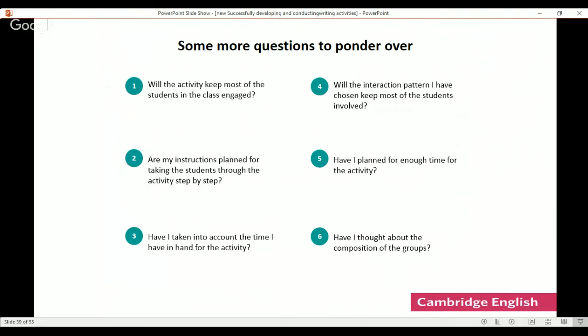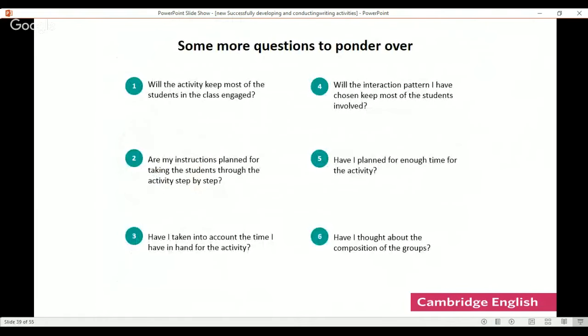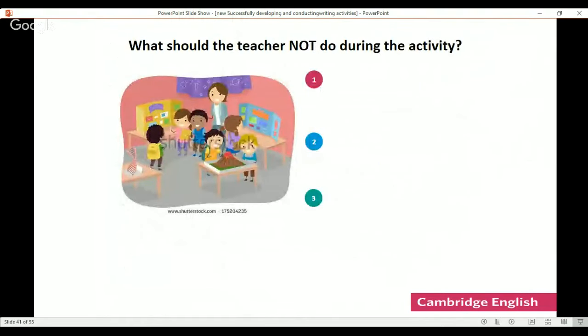Have you thought about the composition of the group of your students? You need to make sure that you engage with these questions and make sure that you are prepared with answers for all these questions in order to be able to tackle your writing activity successfully. The activity in progress. Think about what a teacher should be doing or not doing during the writing activity.